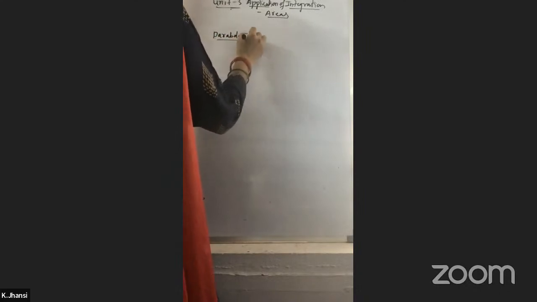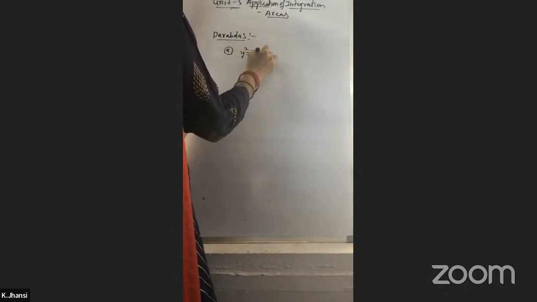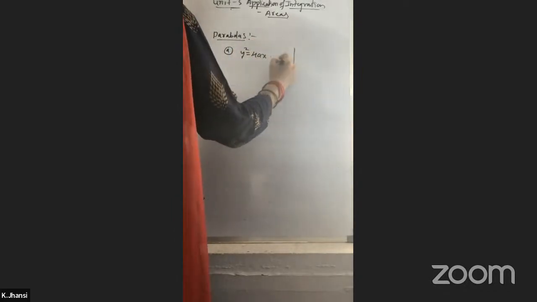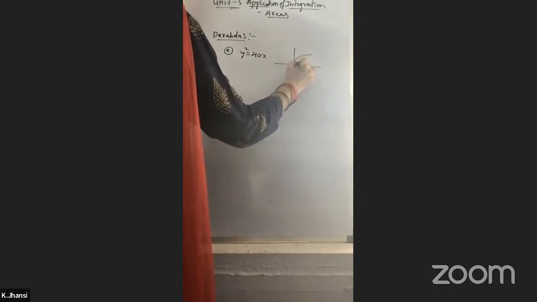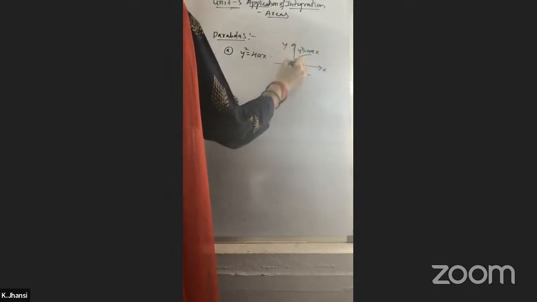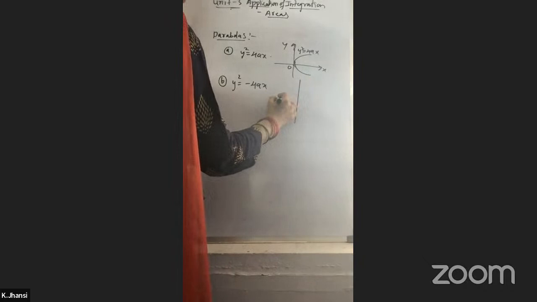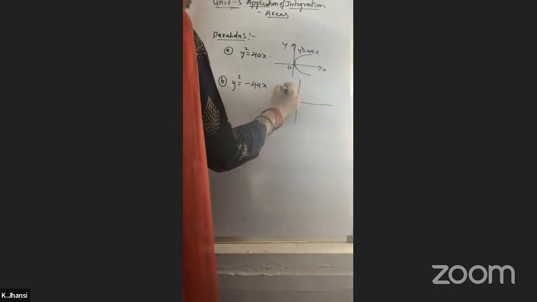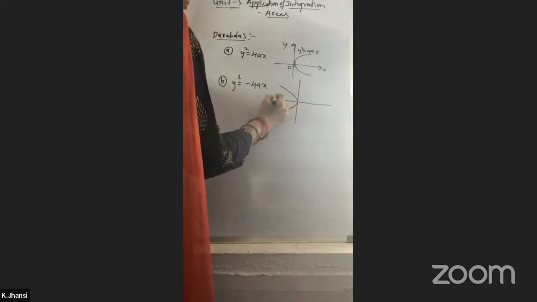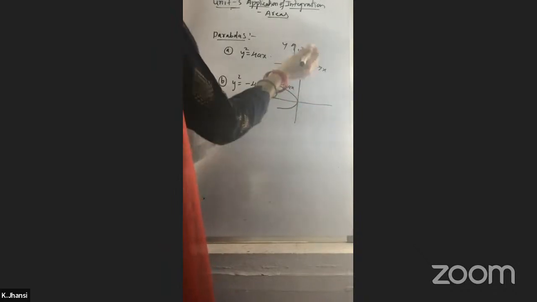Parabolas, so 4 types will be there. A1 is y square equals 4ax. This will be like this, y square equals 4x. You already know this is the x axis, this is the y axis, and this is the origin. Next, B1 is y square equals minus 4x. Whenever it is minus, it will come to this side. So this is y square equals minus 4x. Similarly, you write x and y.